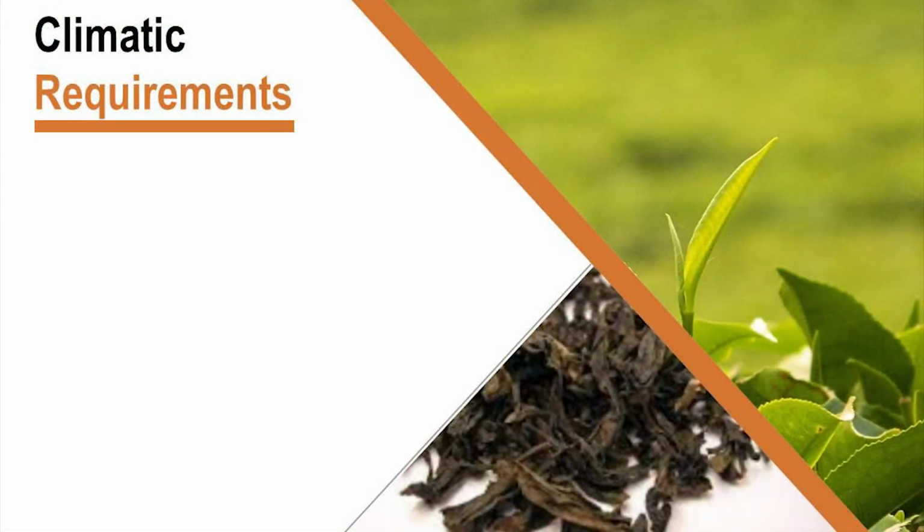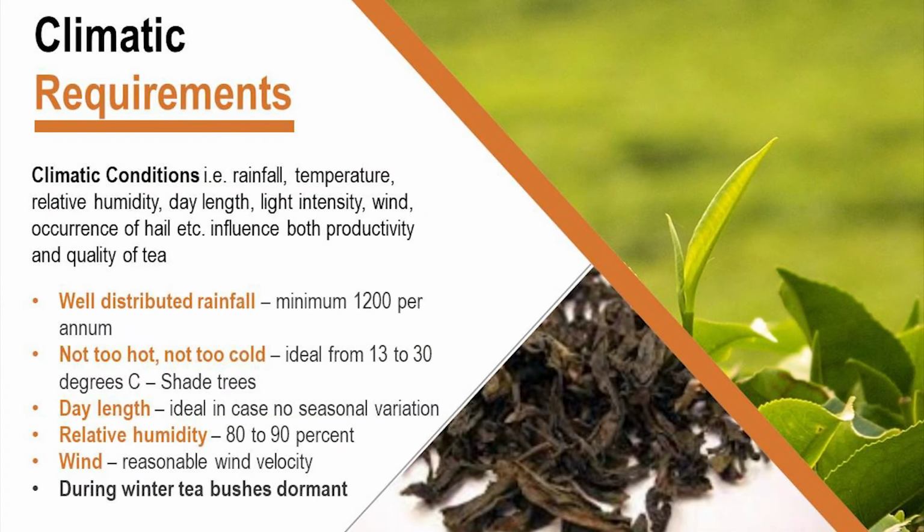Climatic requirements for tea cultivation. The climatic conditions include rainfall, temperature, relative humidity, day length, light intensity, wind, occurrence of hail, etc. And we know that all these conditions influence both productivity and quality of tea.